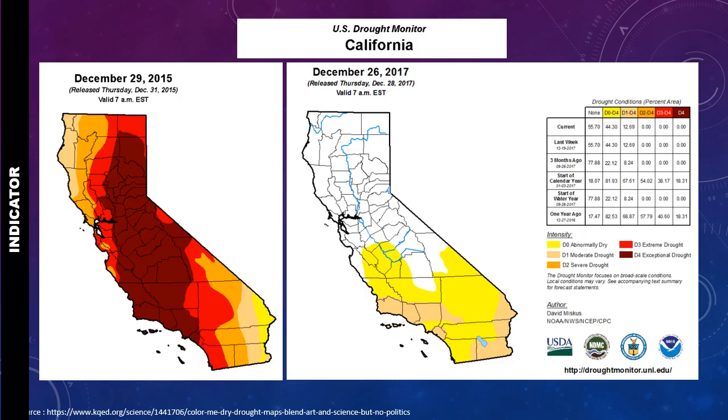We compared our findings to the US Drought Monitor maps. We can see that the 2015 map shows the same trend as our findings, with almost the entire Central Valley in extreme drought. The 2017 map also shows that the situation has improved.